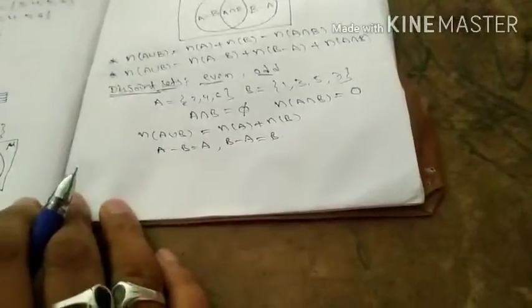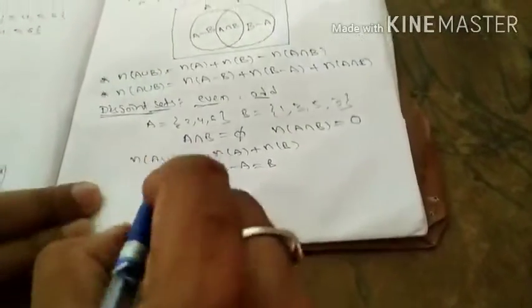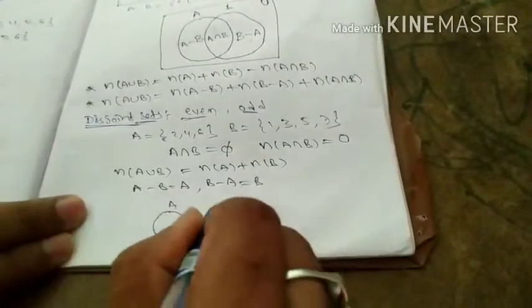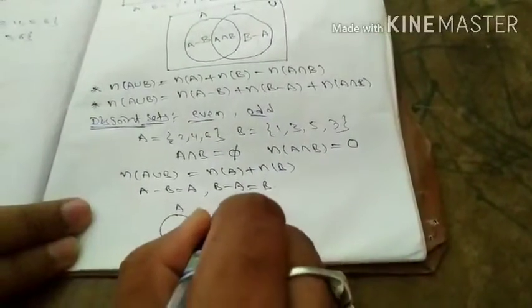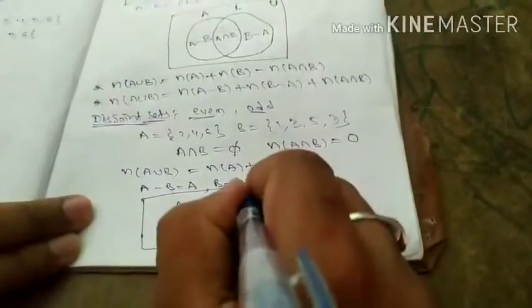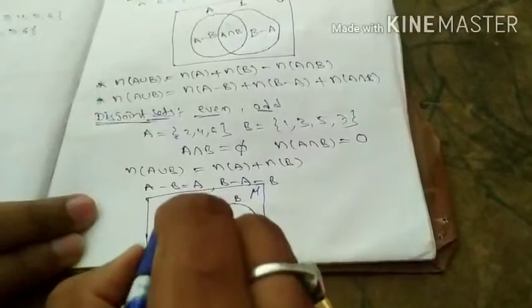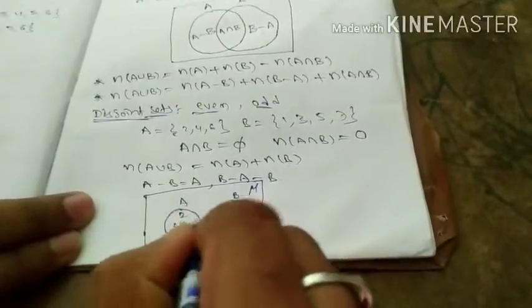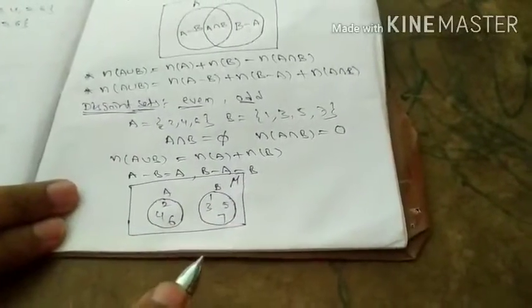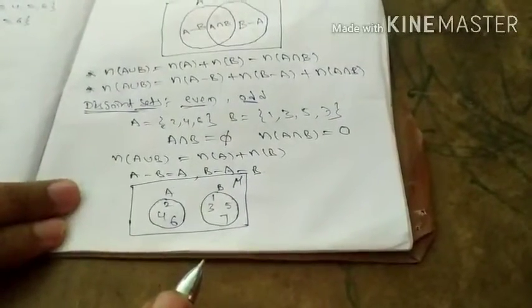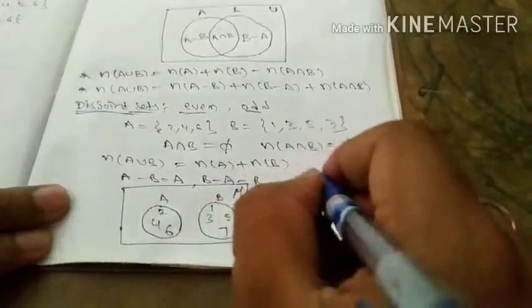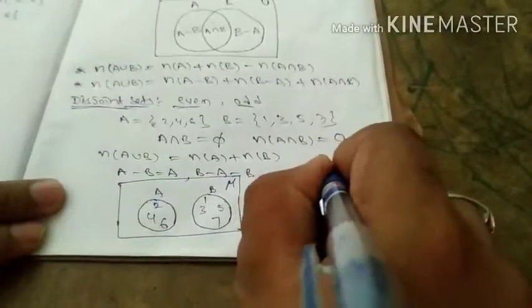Next, disjoint means there is no common element. When you are drawing the Venn diagram for that, this is A and this is B. There is no common element. That is disjoint sets. A has the elements 2, 4, 6. B has the elements 1, 3, 5, 7. So this is A intersection B, A union B. Everything you can write by using this Venn diagram also. Disjoint sets. And A subset B, the Venn diagram is also there.